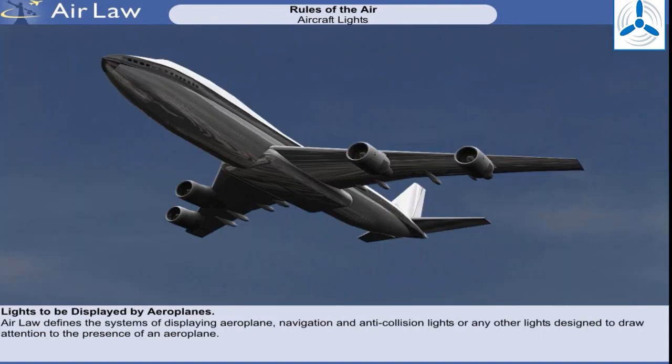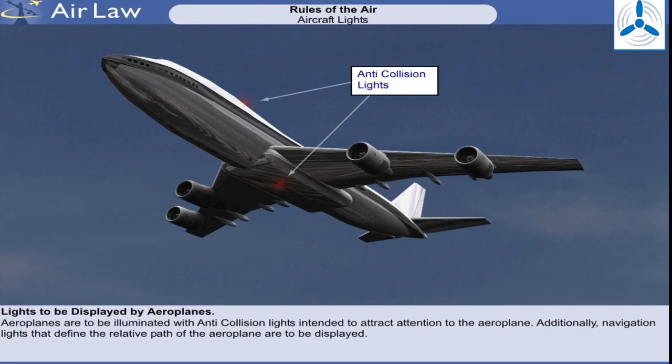The systems of displaying aeroplane, navigation and anti-collision lights, or any other lights designed to draw attention to the presence of an aeroplane, are covered in other lessons. But you may be asked questions on the subject in the ATPL Air Law exam. To this end, Air Law restricts itself to when you must have the lights fitted and when they must be on. From sunset to sunrise, as defined by the authority, aeroplanes are to be illuminated with anti-collision lights, intended to attract attention to the aeroplane.